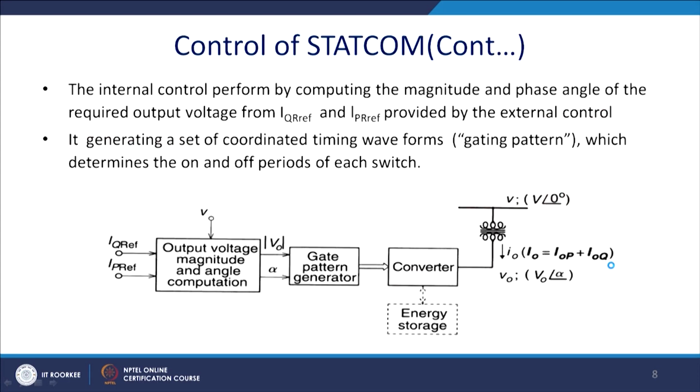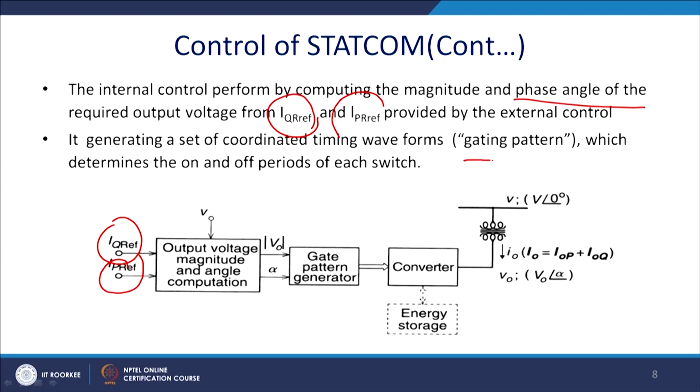So, let us go to the block diagram to understand it better. The internal control is performed by computing the magnitude and the phase angle as required by the IQ ref and IP ref. This is IP ref and IQ ref that has to be computed by a processor dynamically, by generating the set of coordinated timing and gating patterns, which determines the on-off period of the switches. Let us see that.